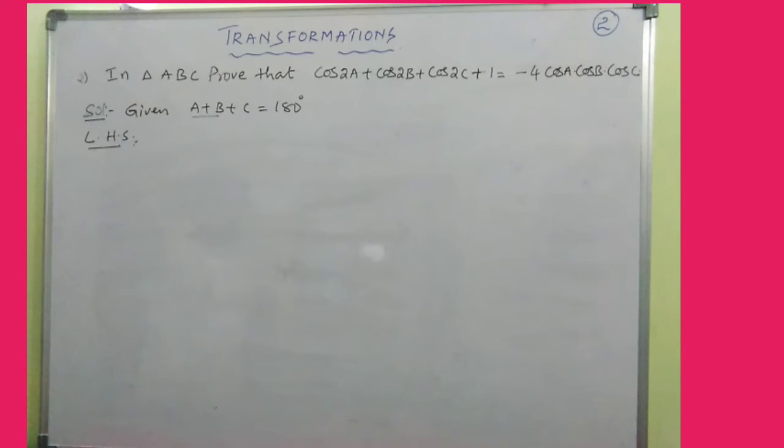So look at this question now. Earlier we did it with sine. Now the problem is with cos. So in a triangle ABC, prove that cos 2A plus cos 2B plus cos 2C plus 1 is equal to minus 4 cos A into cos B into cos C.